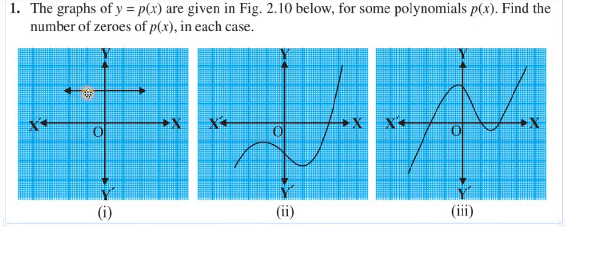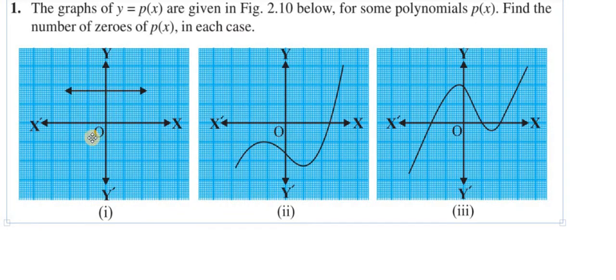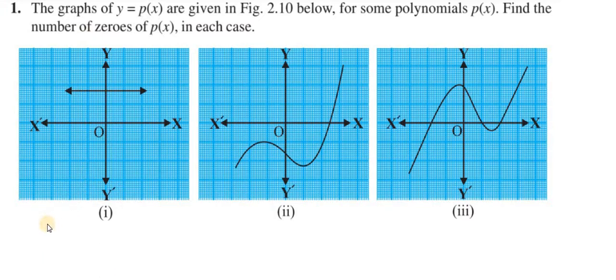So see here, this is a curve. Is this curve touching the x-axis here? No, it is not touching. So then how many zeros are there for this first graph? So here the number of zeros is 0. No zeros.